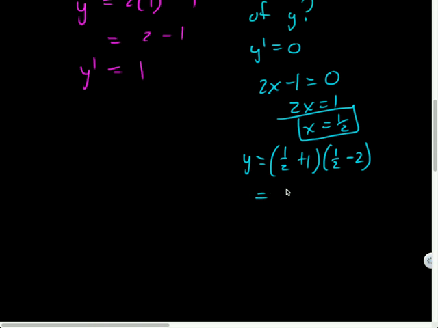So that's 1.5 or 3/2 times 1/2 minus 2 would be minus 3/2, I believe. Am I right? I think. Yeah, I'd say so. And multiply across, so negative 9/4 is actually the y value, the minimum that I end up getting.